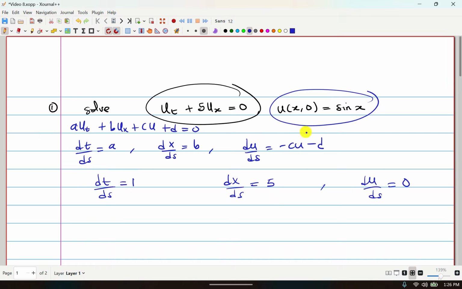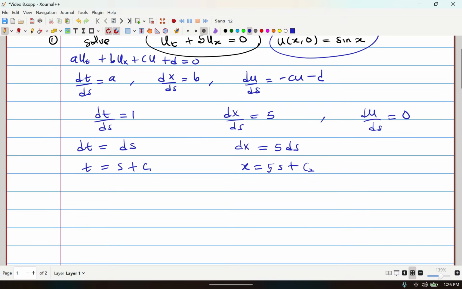Now we solve the first part of the system, dt/ds equals 1, using separation of variables, and integrating both sides we get t equals s plus a constant, say c1. We do the same for the x part, integrate both sides, and you get x equal to 5s plus c2. Now what do we do? We try to eliminate this characteristic variable s from both equations.